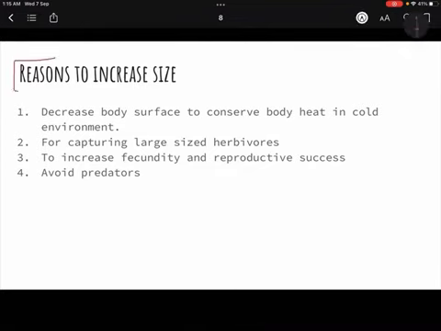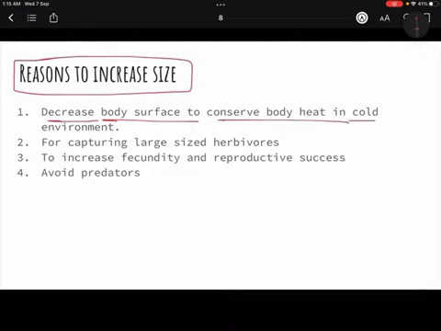One more thing, what is the reason to increase in size? Because with increase in size the body surface area would decrease, and that will help them to conserve body heat in cold environment. So this is Allen's rule, and these rules we are going to read in the next chapter, so you will understand this with much more clarity.